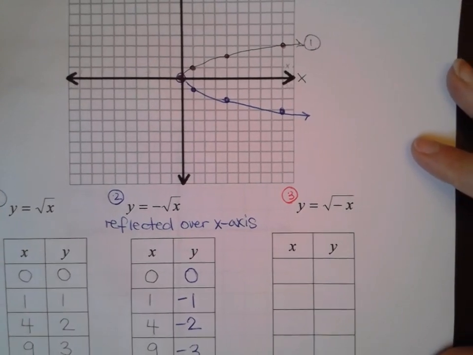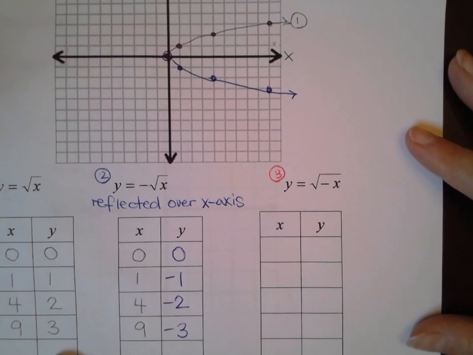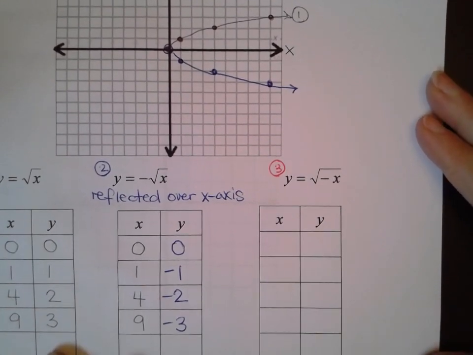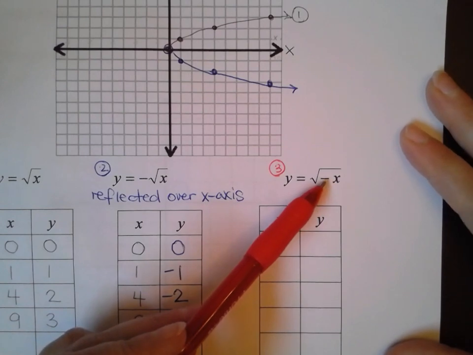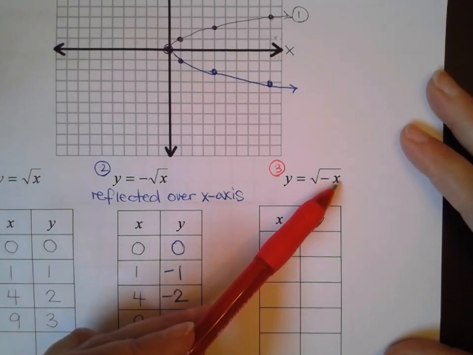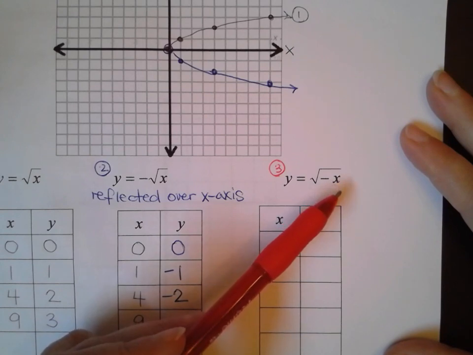Okay, let's take a look at graph number 3. If I put a negative on the inside, we said any changes I make to the inside are going to affect the x value. Sometimes that looks like a shift left and right. This time it's going to be a reflection. So if I have a negative here on the inside, what kind of x values do I need to use that are going to work in this function?